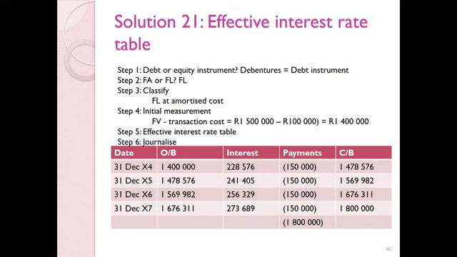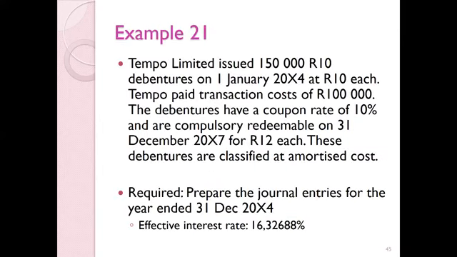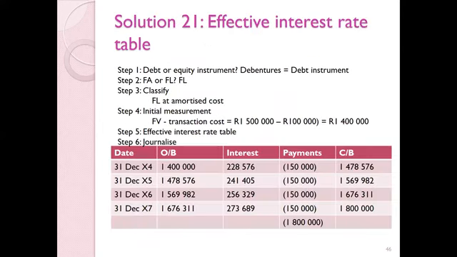The next step is to classify this financial liability, which we were given in this question as the final sentence, to say that these debentures are classified at amortized cost. Now that we have the classification, we know that our next step will be to determine the initial amount to recognize the debentures, the financial liability. So we know that for amortized cost, we must capitalize the transaction costs, and therefore it will be determined as fair value less the transaction costs.